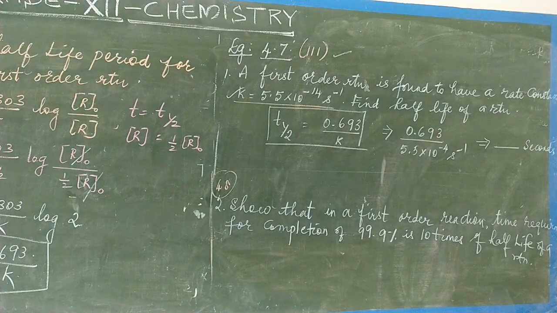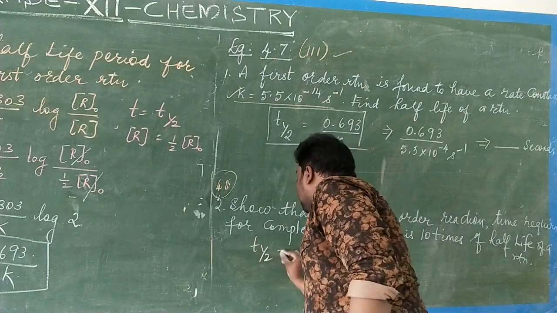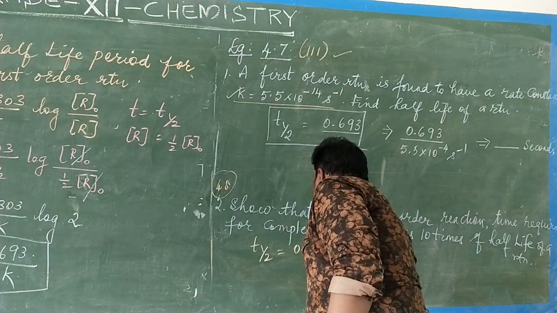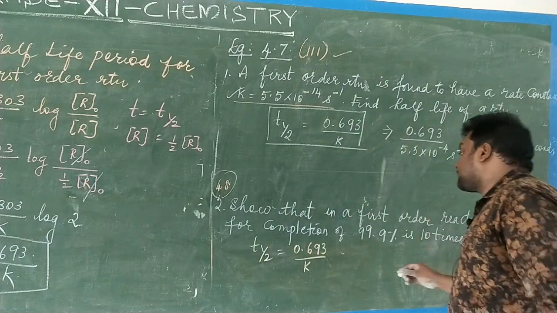And example 4.5 is a little tricky sum. Show that in a first order reaction, the time required for completion of 99.9% is 10 times the half-life of the reaction. So here there is the half-life period and a first order reaction. What formula do we write for the half-life period? T half is equal to 0.693 divided by K. What is the formula for the first order rate constant?